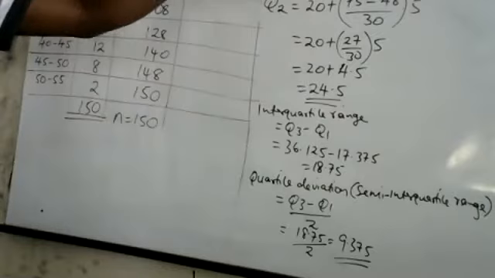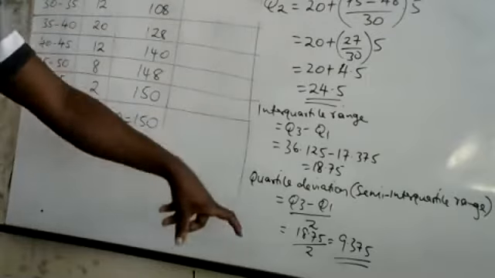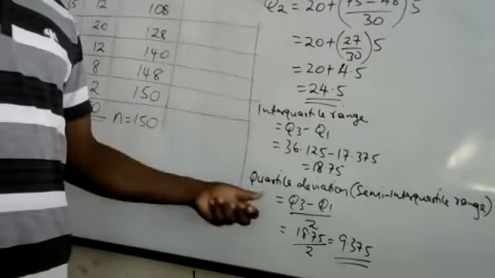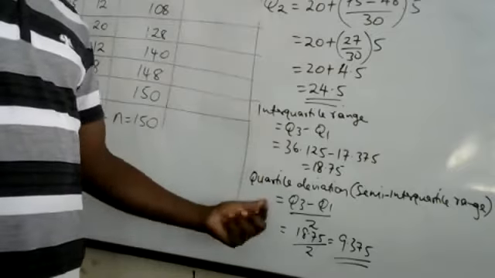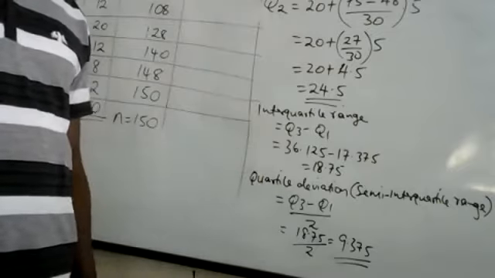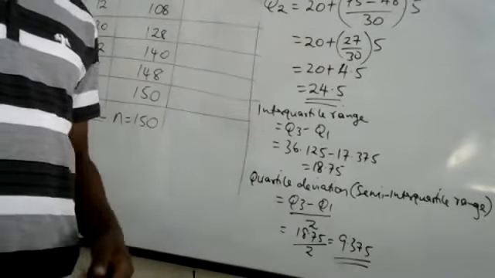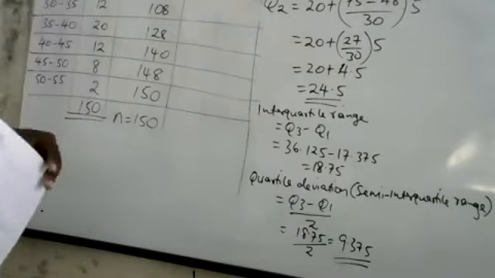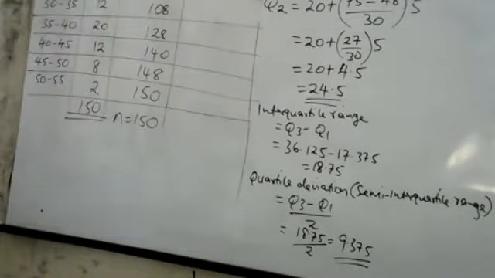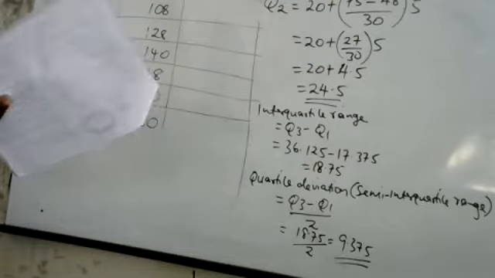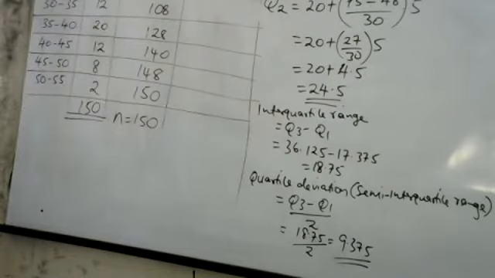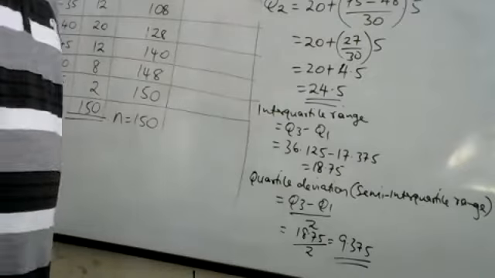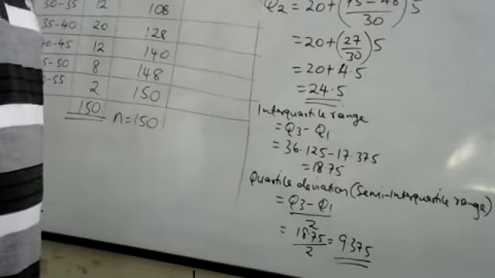You can be told to get the upper quartile and the lower quartile, and the question can go ahead to ask you to get the interquartile range, the quartile deviation, and all that. Any question? Okay. If you are comfortable with that, then that is a plus.